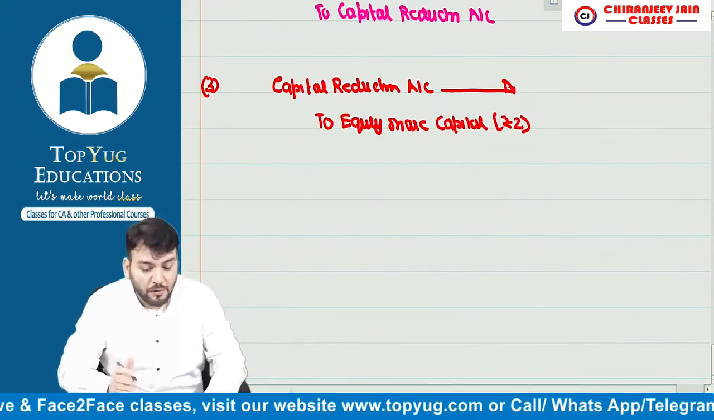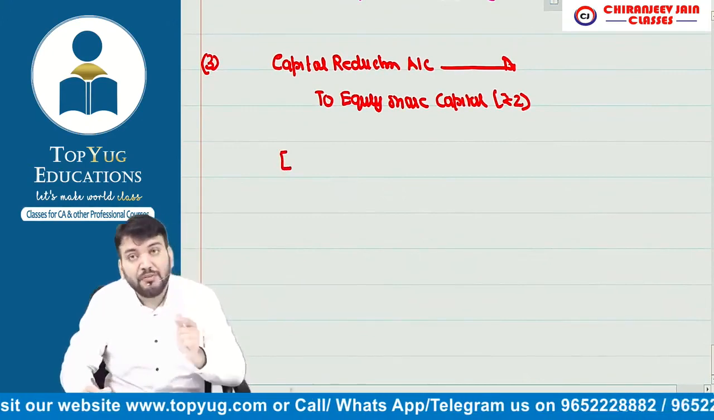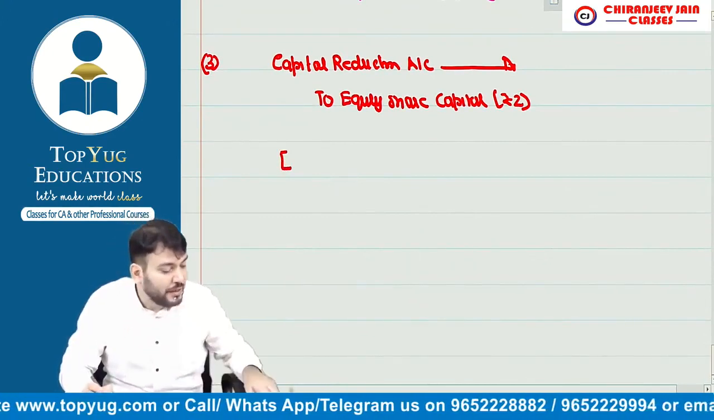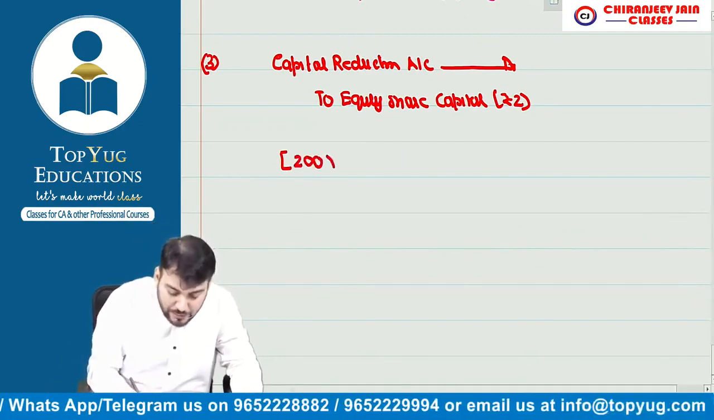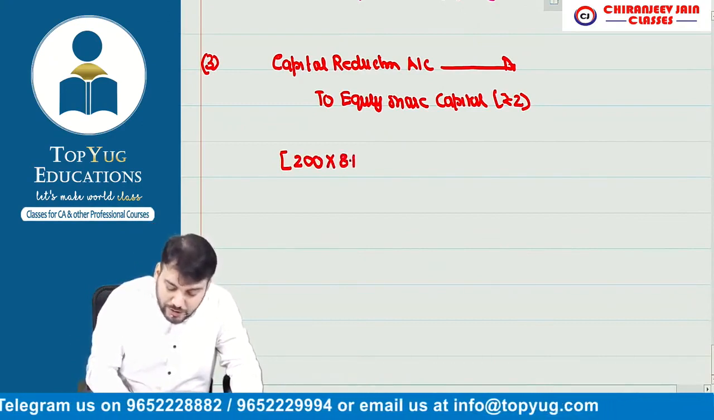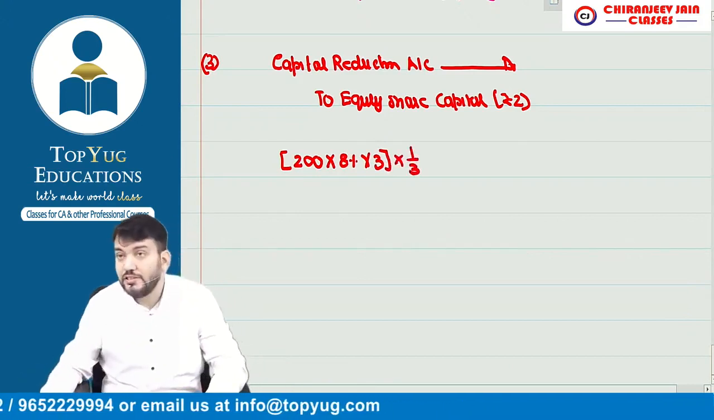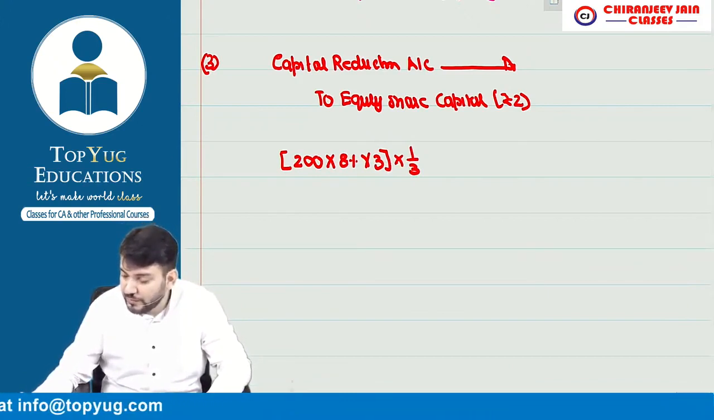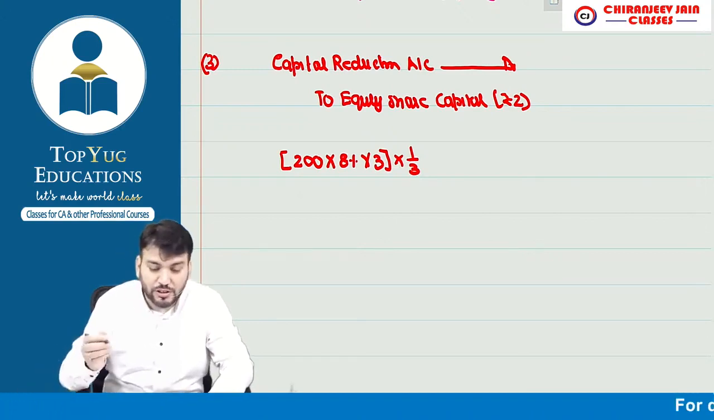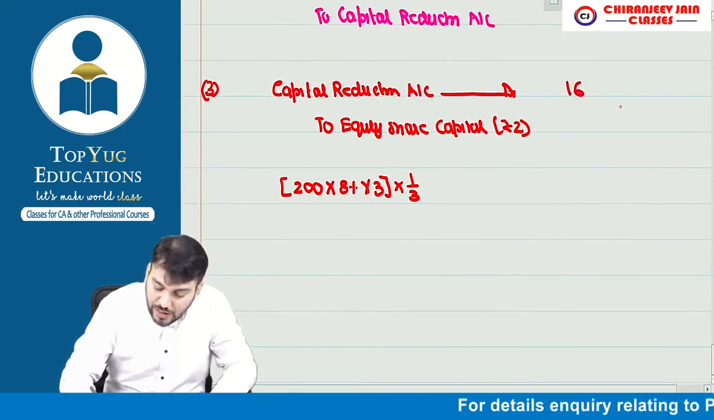Now we need to find out the amount. What will the amount be? Write it down. They said preference share dividend is in arrear for how many years? 3 years. So first, can you give me the amount of preference share capital? 200 lakh into 8% into 3 into 1/3, for which you have to allot equity shares. So 200 into 8% into 3 divided by 3 is equal to 16. So this will be 16 lakh.